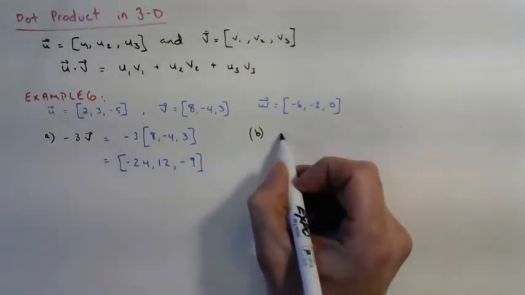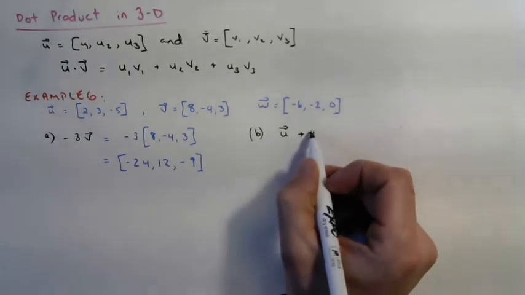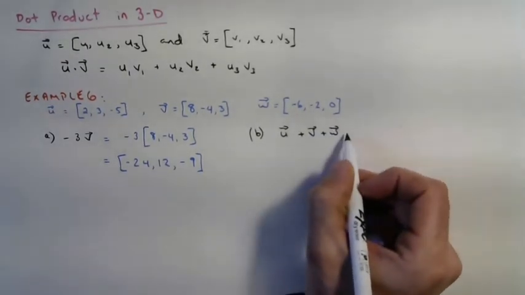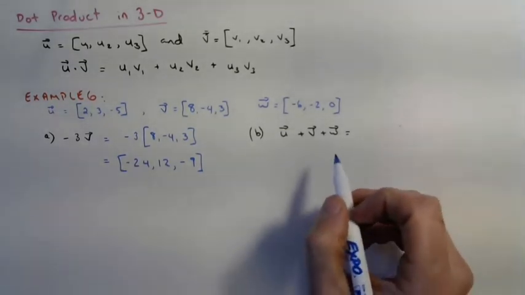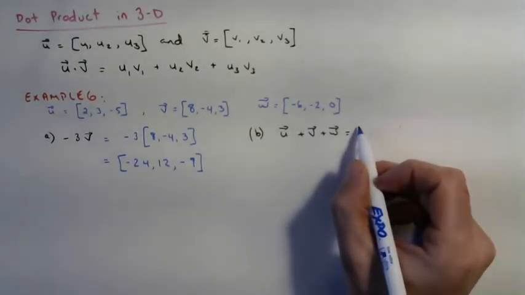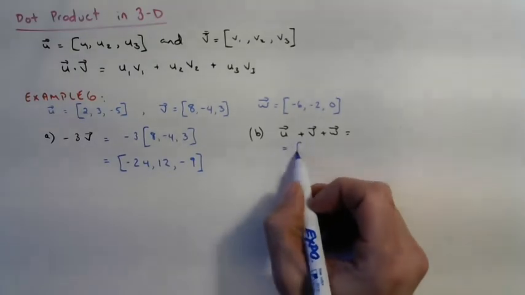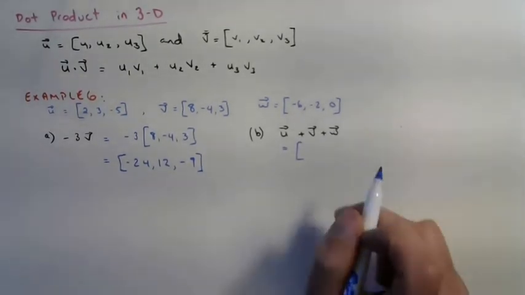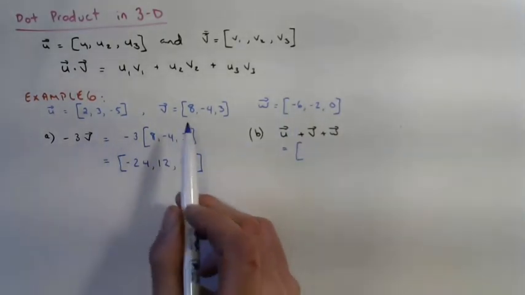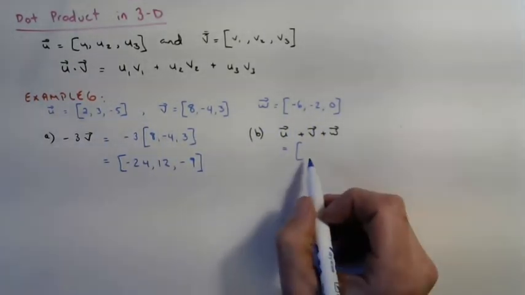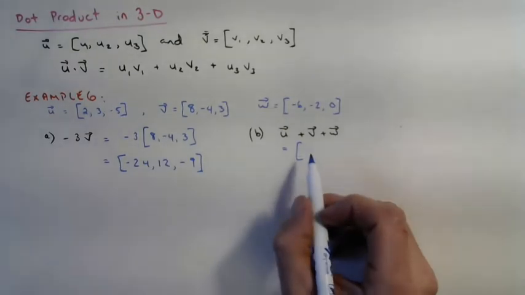B, we've got u plus v plus w. So when we're adding these, we can just add them all in series. I'll jump down to here, give myself a bit more space. I'm going to add the x coordinates, then the y coordinates, then the z coordinates, and that's going to come out with our new vector.